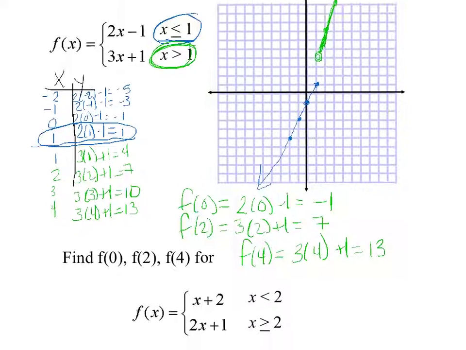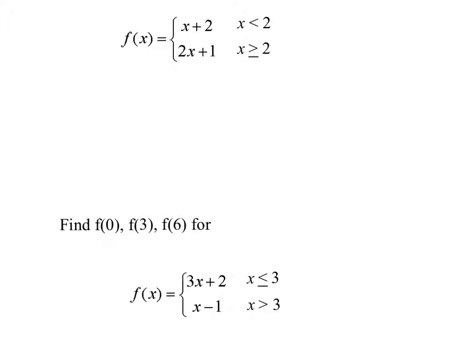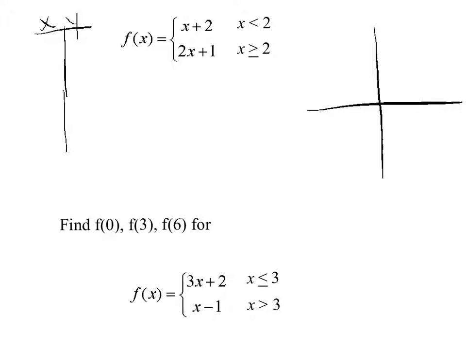Let's try another problem. The only way you're going to really get this is by practicing. So here I have my two equations again. This time my magic number is 2. You'll see that it's based around the number 2. So if I want to try and graph this, again I'll set up a table. This time my table is going to be centered around the number 2.